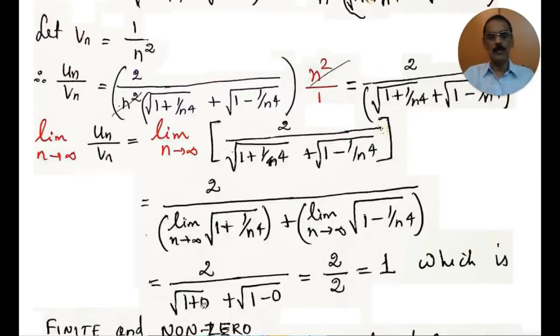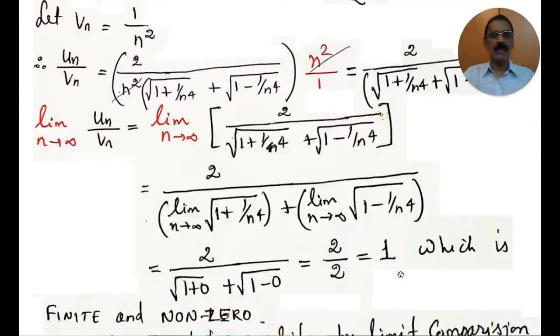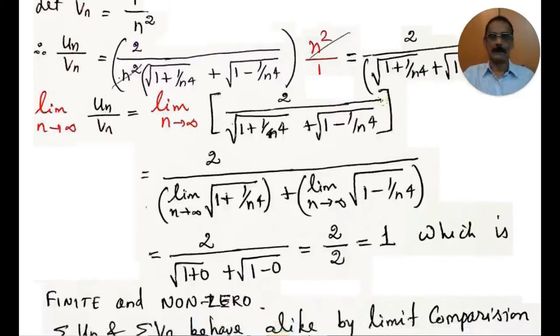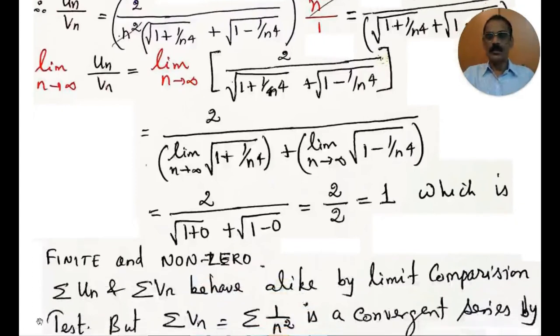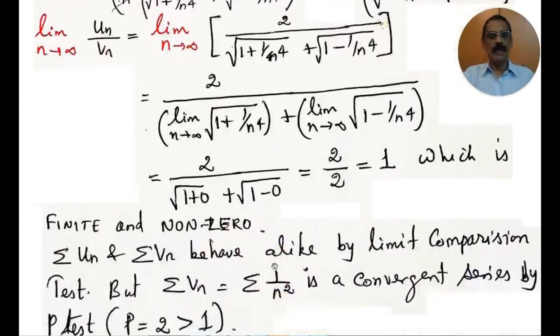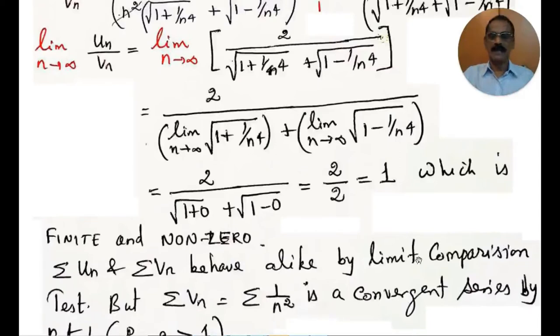We know square root of 1 is 1. Therefore, 1 plus 1 is 2. 2 by 2, that is equal to 1, which is finite and non-zero. Therefore, by limit comparison test, the two conditions of finite and non-zero are satisfied. Therefore, by limit comparison test, the series un and vn both behave alike.